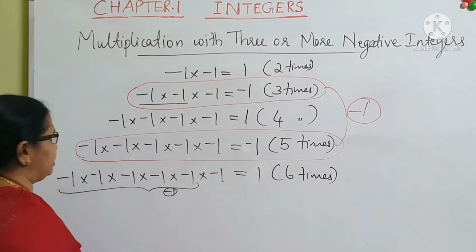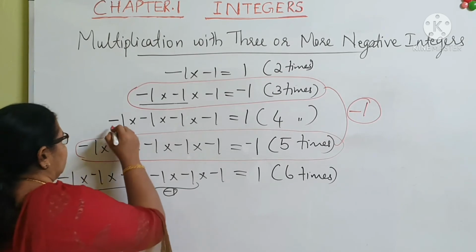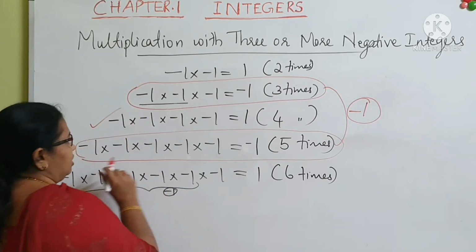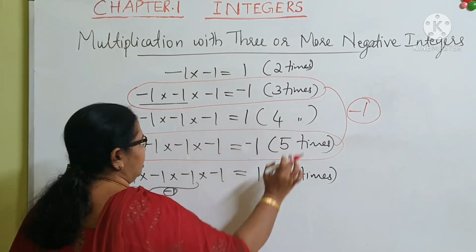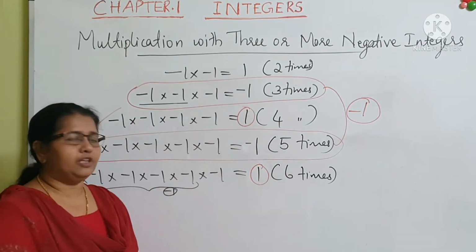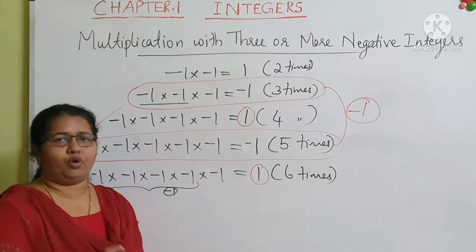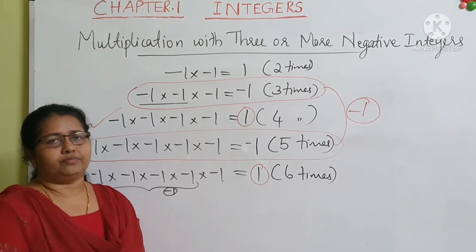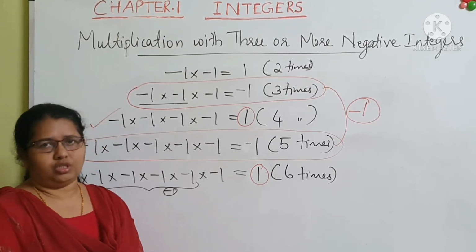And in these two cases, that is when we multiply negative 1 4 times and 6 times, the product is positive 1. That is, if the number of negative integers in a product is even, the product is positive.